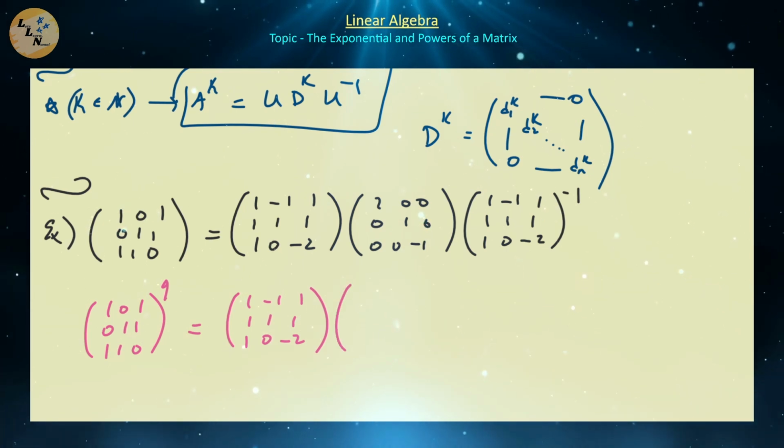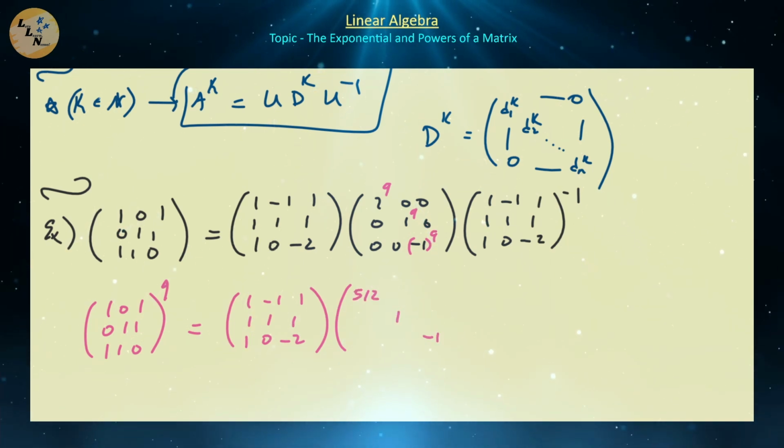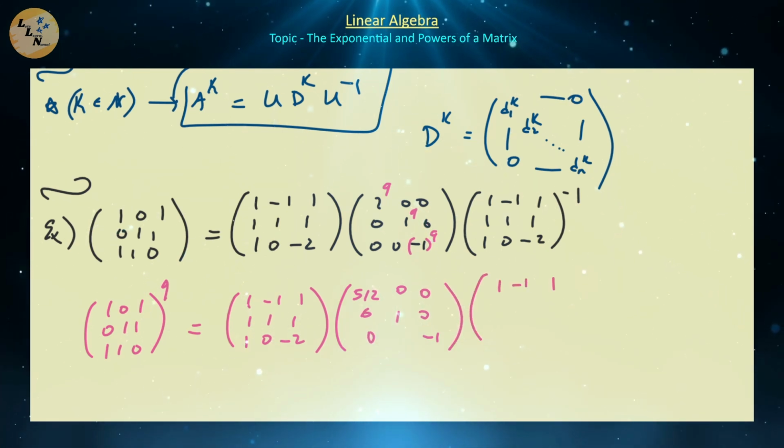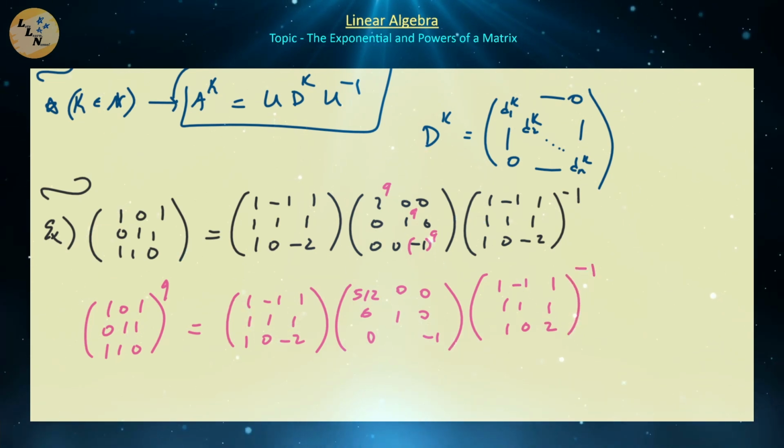But this is going to be equal to 2 to the power of 9, 1 to the power of 9, and negative 1 to the power of 9. So it's going to be equal to 512, 1, and negative 1 on the diagonal entries, and the rest of the eigenvalue decomposition is the same. So if you have the eigenvalue decomposition of a particular matrix, you can have the eigenvalue decomposition of any power for that matrix regardless of the order.